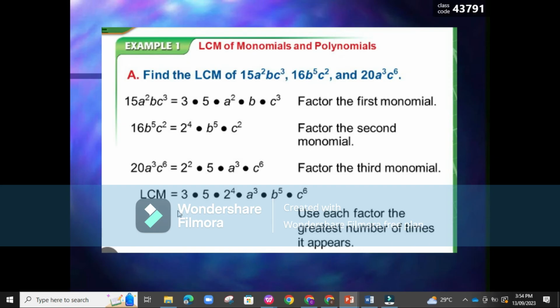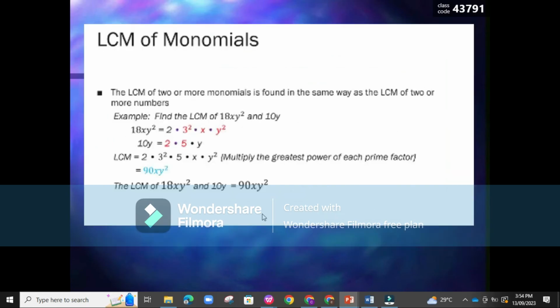So, you are going to finalize the least common multiple: 3 times 5, that is 15, and 2 to the power of 4 is 16, because 2 times 2 is 4, times 2 is 8, times 2 is 16. Then 15 times 16 gives you 240. So our least common multiple is 240 a cubed b to the power of 5 c to the power of 6.